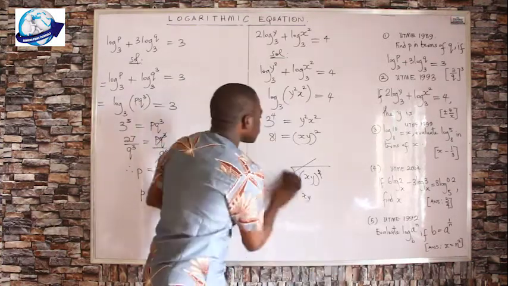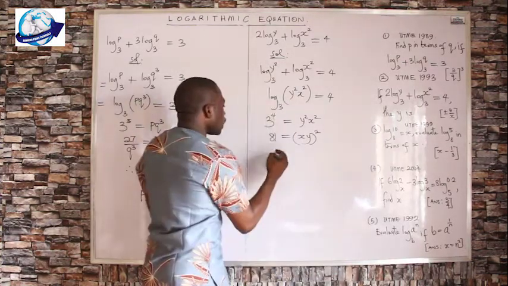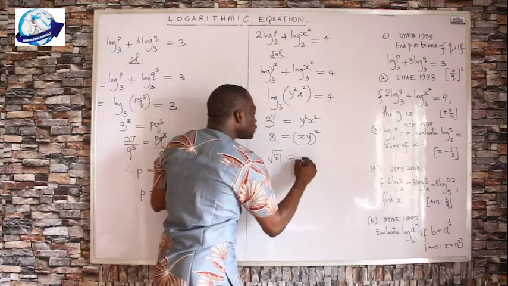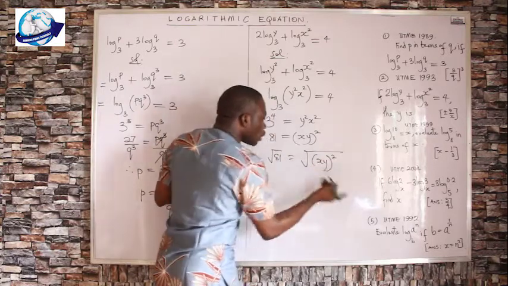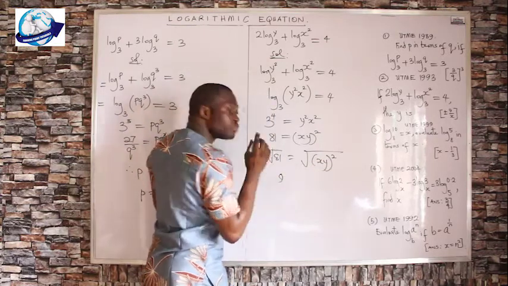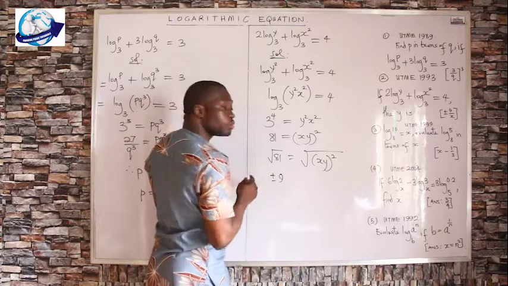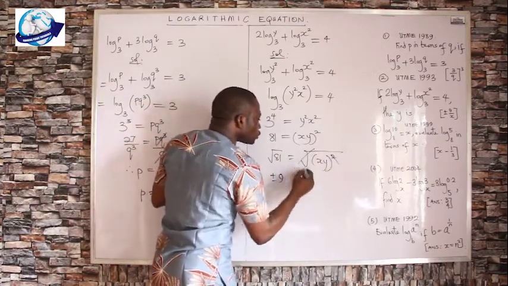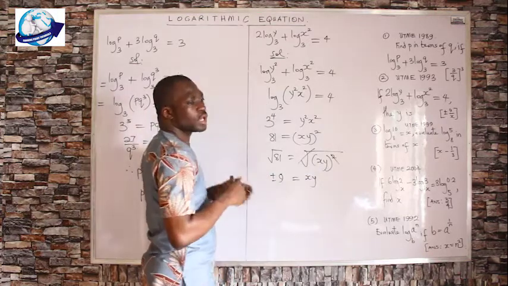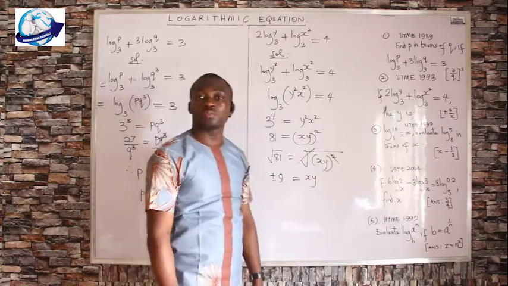So let's apply. You have the square root of 81 and xy all squared. Now watch. This is equal to 9, or you can say plus or minus 9 because it's coming from the root sign. Then this cancels this, and you have xy. At the end of the day, we're almost done with this match.